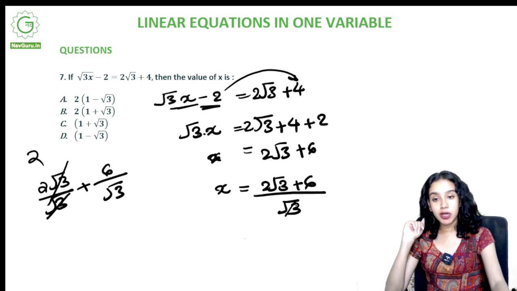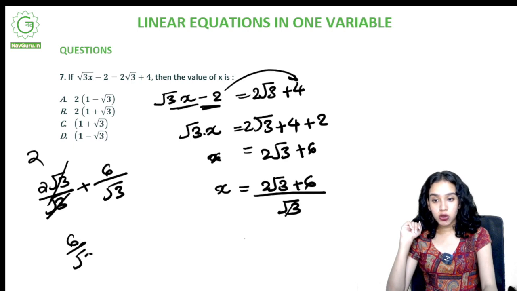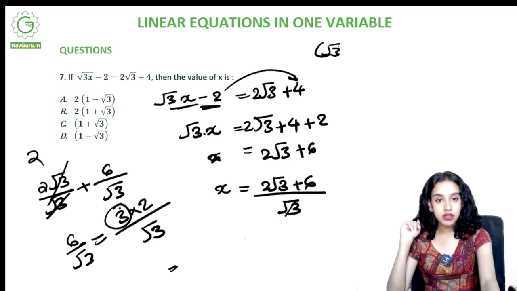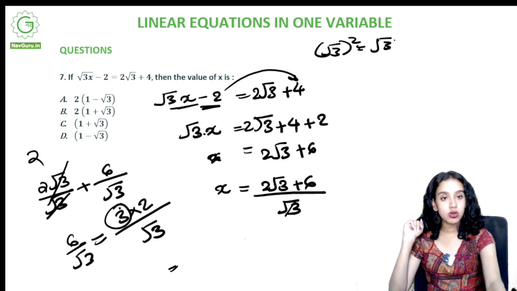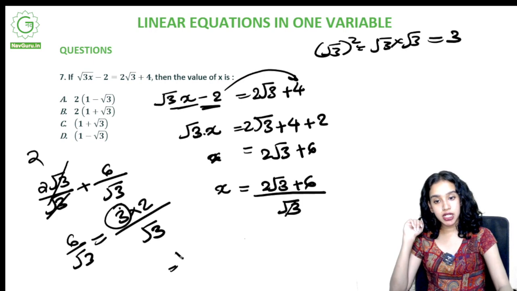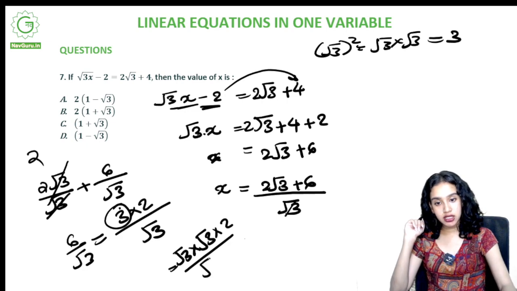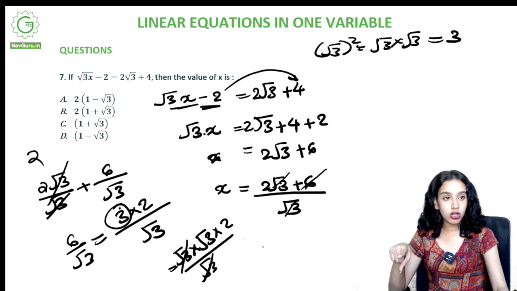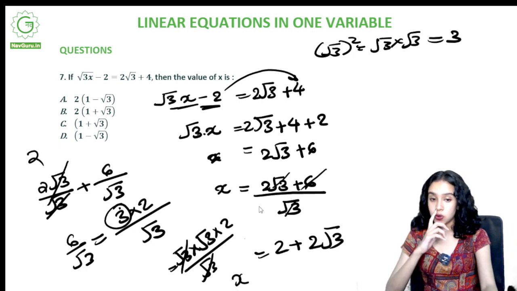So what about 6 by root 3? When we take 6 by root 3, 6 can be written as 3 into 2, divided by root 3. Now what is root 3 square? Root 3 square is root 3 into root 3, which is equal to 3. So 3 becomes root 3 into root 3, into 2, divided by root 3. So when we cut it out, we get 2 root 3. So we get 2 plus 2 root 3, right? X is equal to 2 plus 2 root 3.